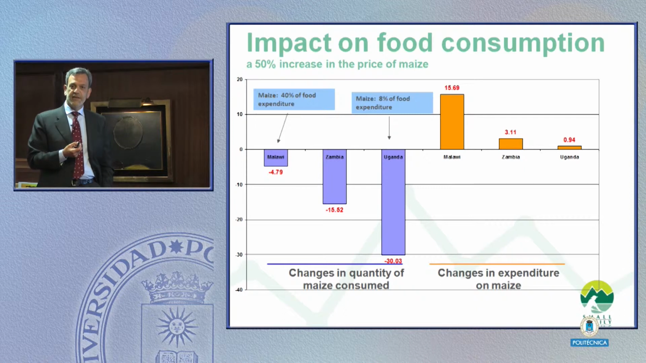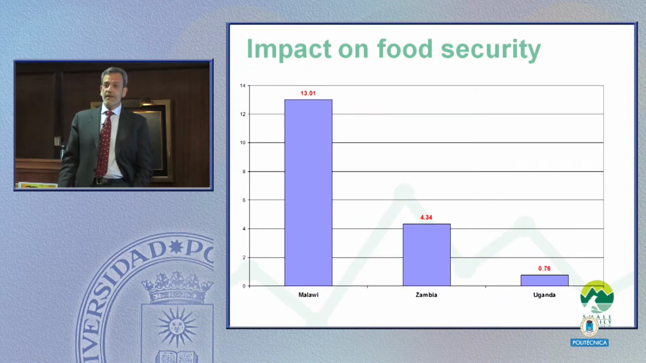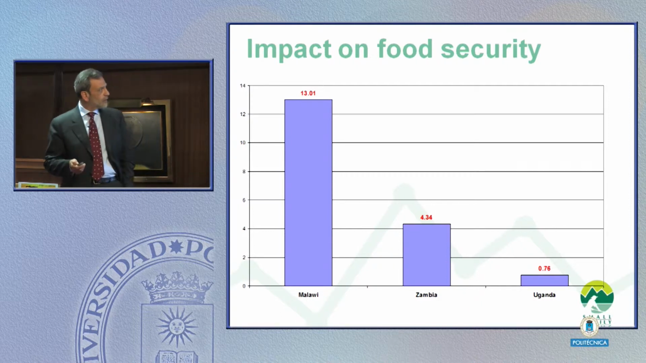A 50% increase in the price of maize will increase food expenditure in Malawi by 15%. And this is the result. This is the impact of the 50% increase in maize on food security. 13% of households in Malawi fall below the food security threshold. So this is quite important. The price level and the volatility it brings are equally important for us.